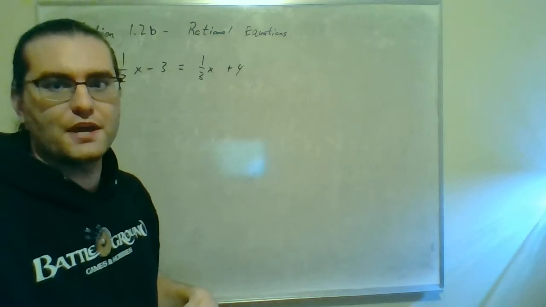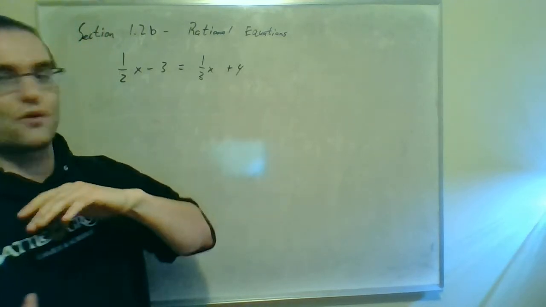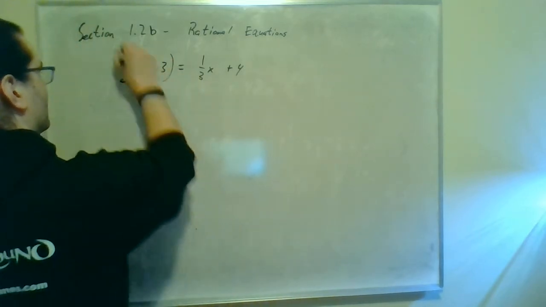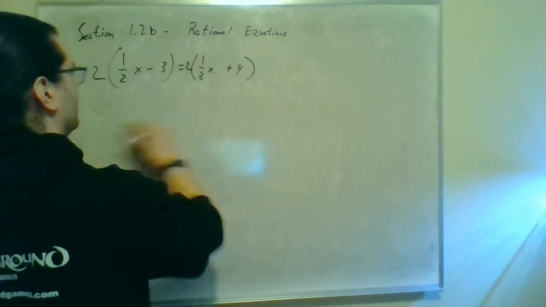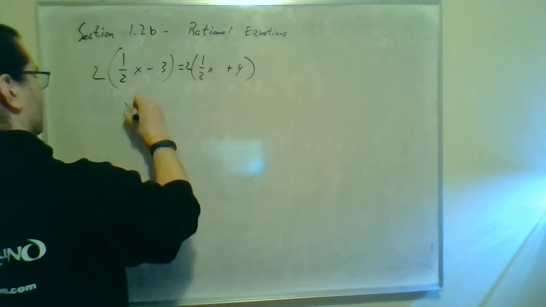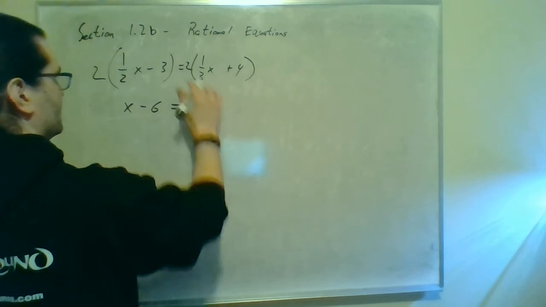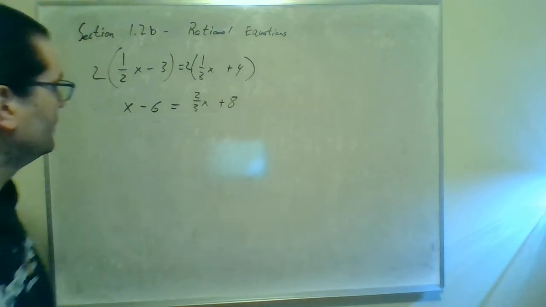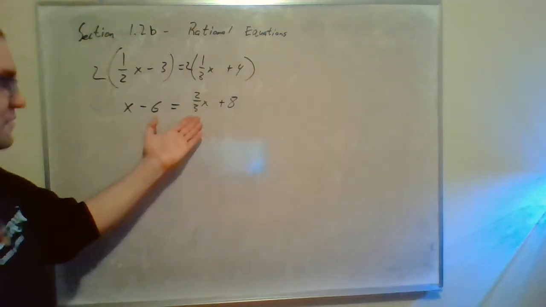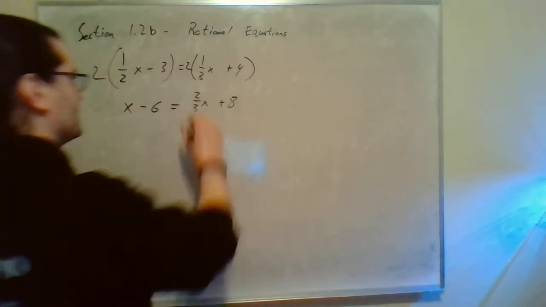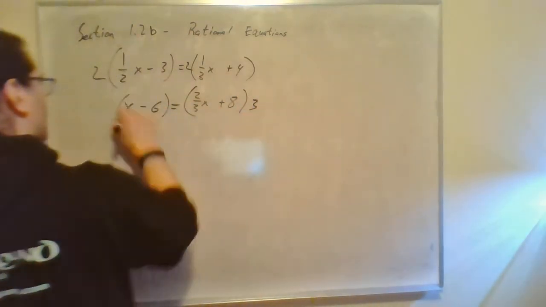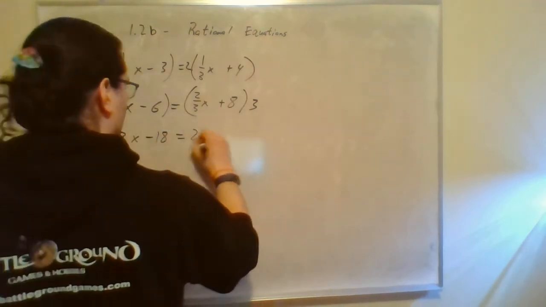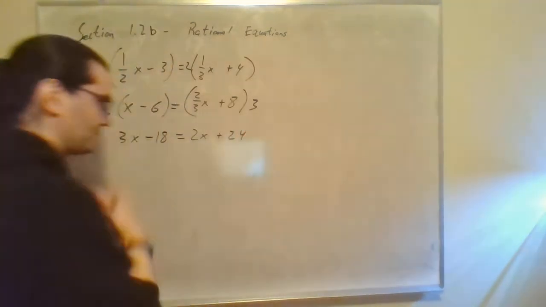In section 1.2a, we said that when this happens, the correct maneuver is to get rid of all the fractions. So if there's a 2 here, we multiply everything by 2, and that leaves us with x minus 6 equals 2/3 x plus 8. We still have fractions, so we clear them by multiplying everything by 3. This leaves us with 3x minus 18 equals 2x plus 24.